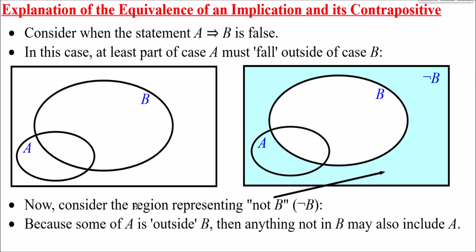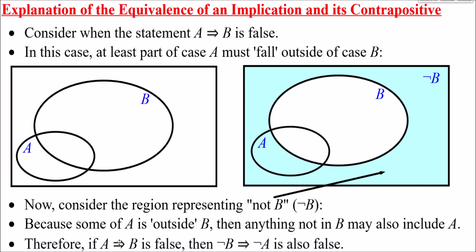So in other words, because some of A is outside of B, then anything not in B may actually also include some of A. So we can't say that not B implies not A either. Therefore, if A implying B is false, then we can say that not B implies not A is also false. So that's an illustrative way of explaining the equivalence of an implication and its contrapositive.